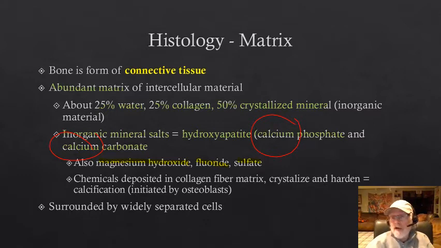Too much fluoride, hyperfluorosis, actually causes bone to be too hard, and when bone becomes too hard, it becomes what? Too brittle. It breaks easier.